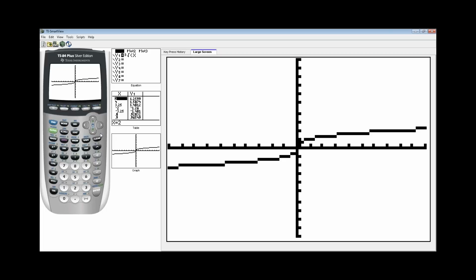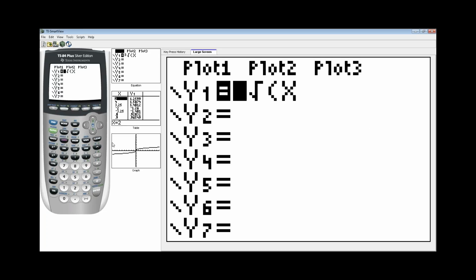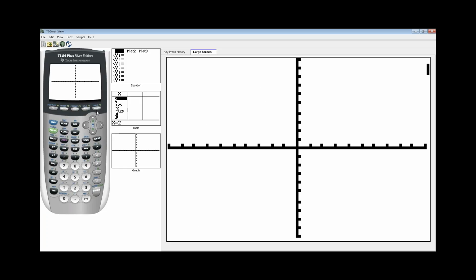Let's practice graphing a few other parent functions. So remember, go to y equals, and then let's do a quadratic, which would be x squared. So we're going to choose x, and then there's actually a squared button, and then we say graph, and we can see our graph of a quadratic.